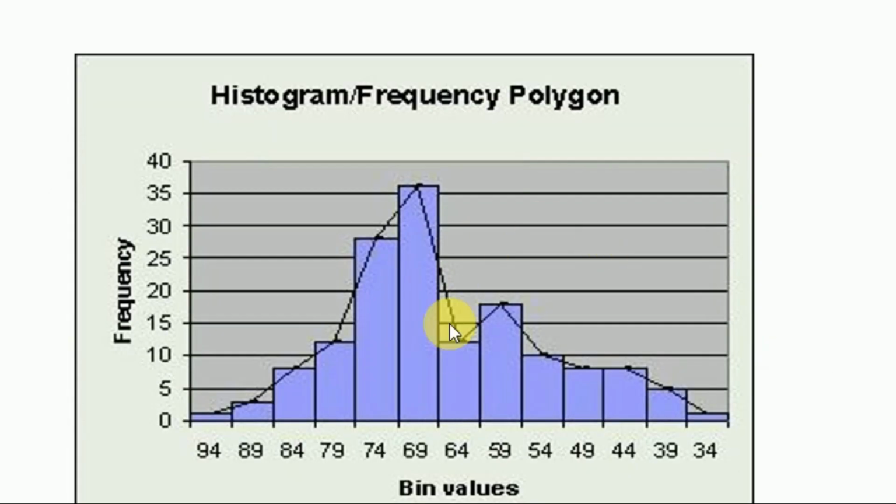This is frequency polygon. It is a curve obtained by joining the midpoints of the tops of the rectangles in a histogram by straight line. So that is a frequency polygon.